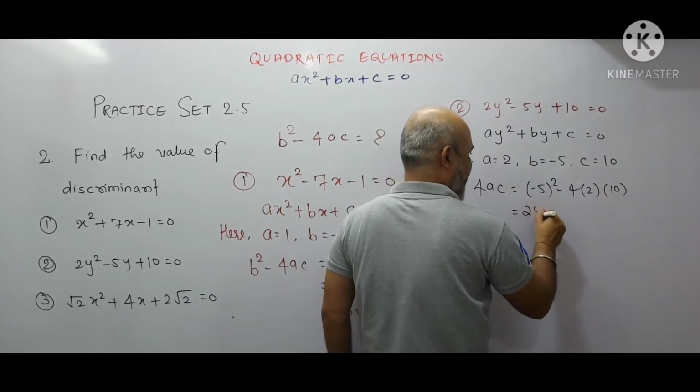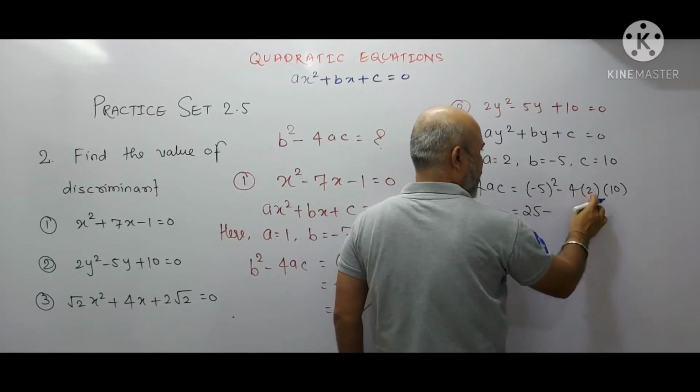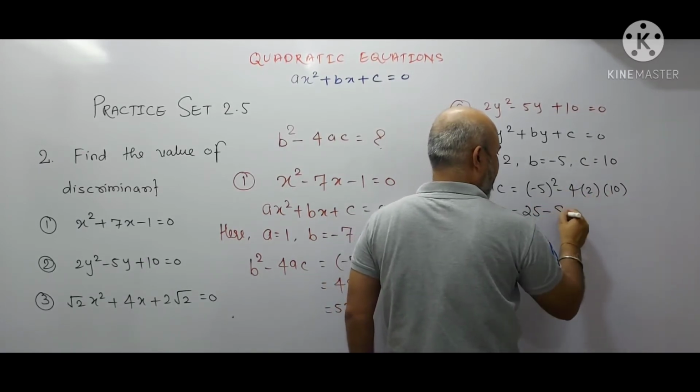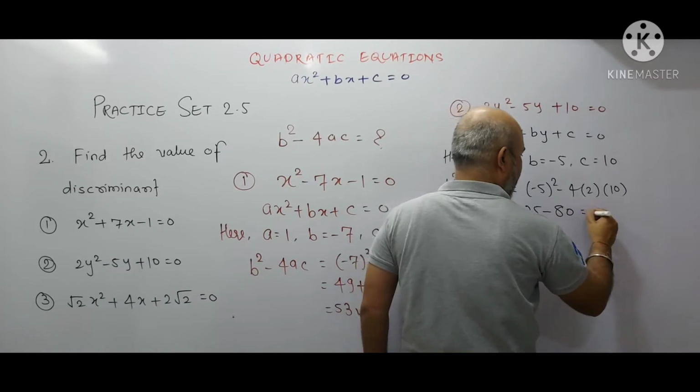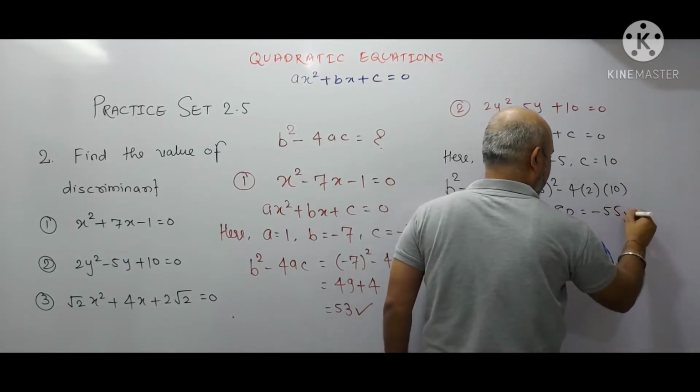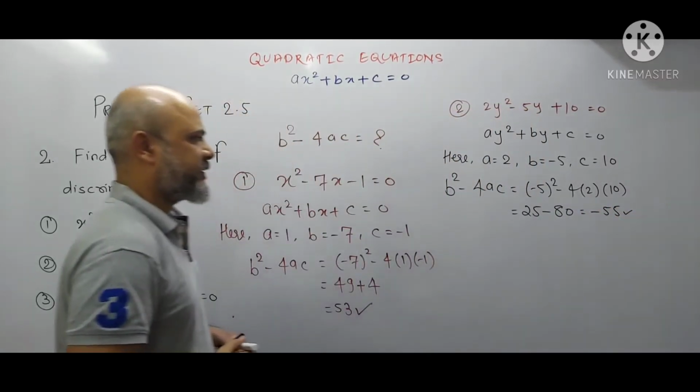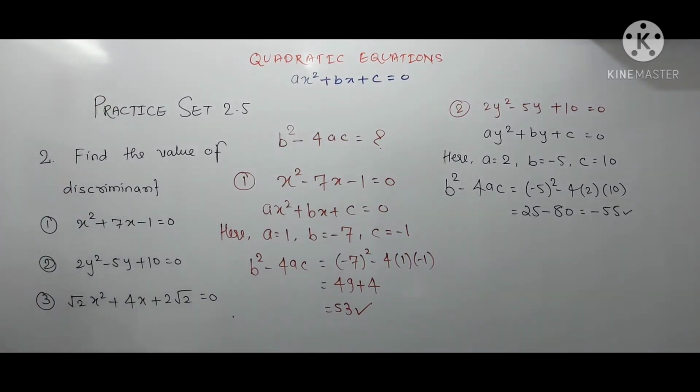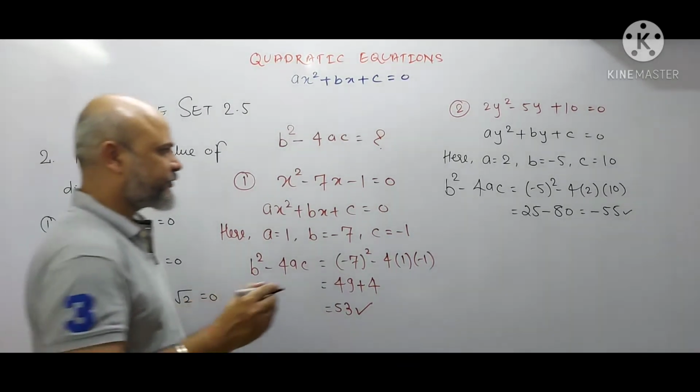This will be 25 minus 4 2s are 8, 8 10s are 80, which is equal to -55. So this is the value of discriminant. Okay. Now we will solve the third one.